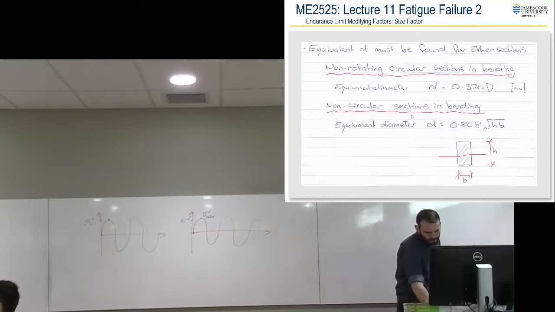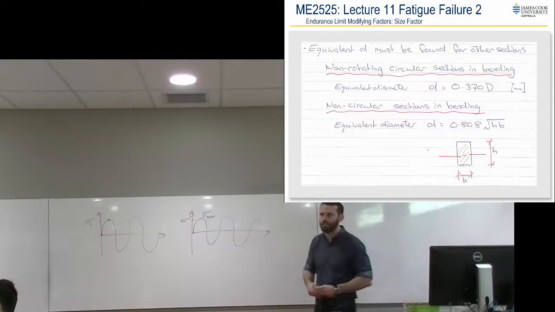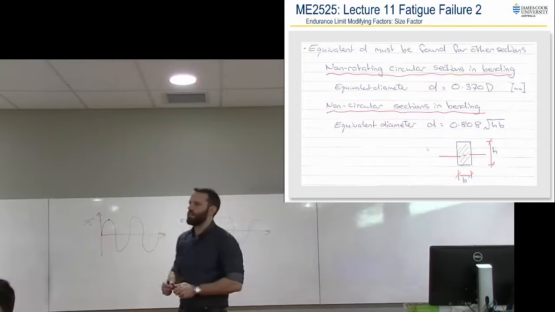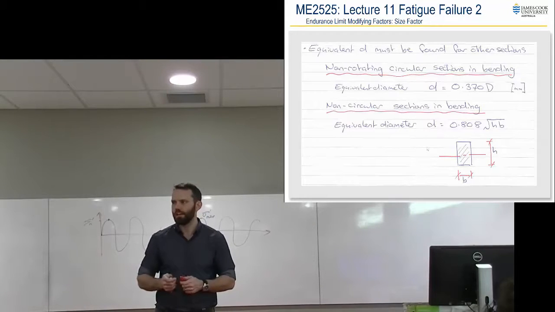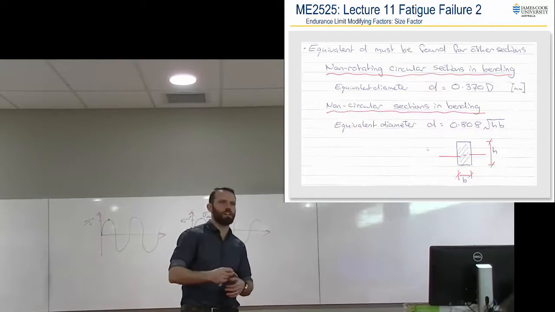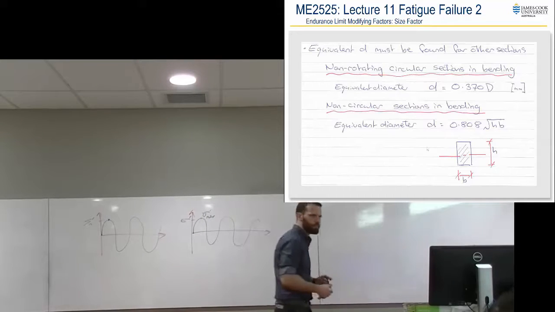And our non-circular section in bending is effectively, this is an equation for it for a rectangle. Once again, if you have the height of the rectangle and the breadth of the rectangle, you can calculate an equivalent diameter, just 0.808 times the square root there, and that equivalent diameter goes back into the equation we had a second ago.